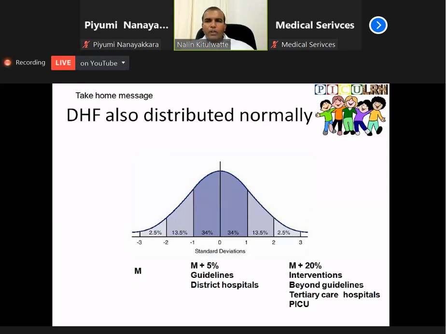And remember, all of you know about the Gaussian distribution or the normal distribution. So dengue also will behave or distribute normally. So there are a lot of patients who are in the middle, basically about 68%. So you can manage with maintenance plus 5% fluid, guidelines, district hospital, and you will have another small proportion. Sometimes even with maintenance fluid you can manage, but remember there's another part of it. You need huge amount of fluid, interventions, thinking beyond guidelines, tertiary care hospitals, and sometimes needing ICU.